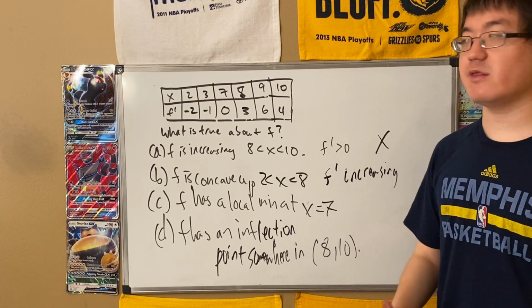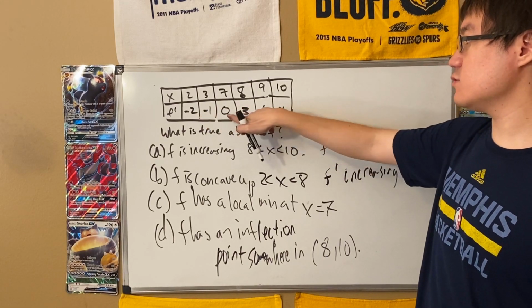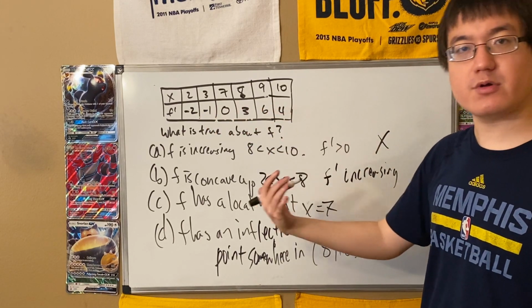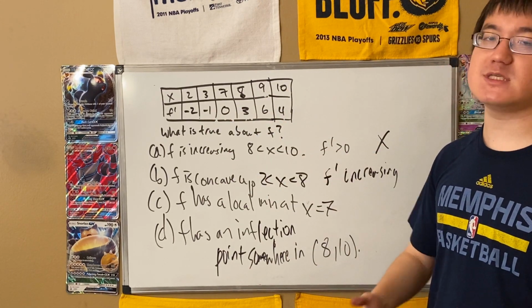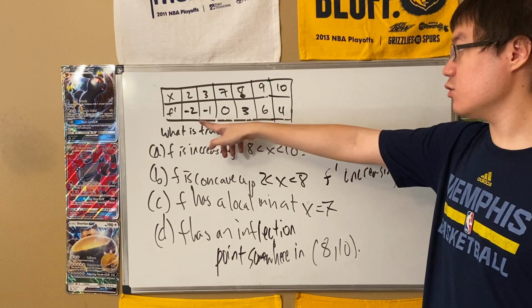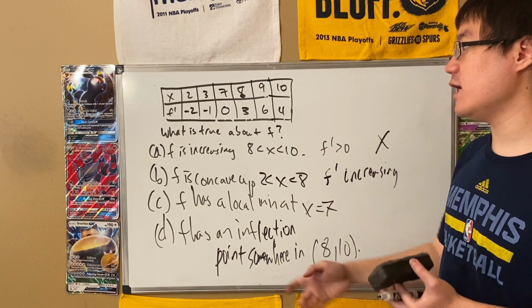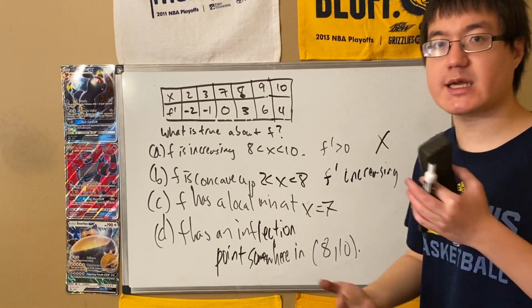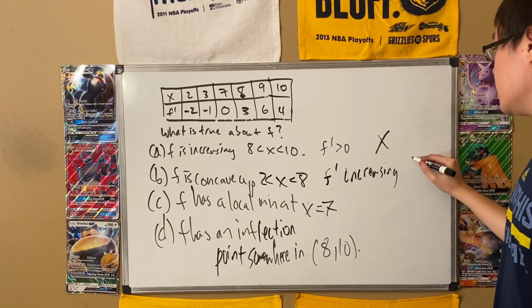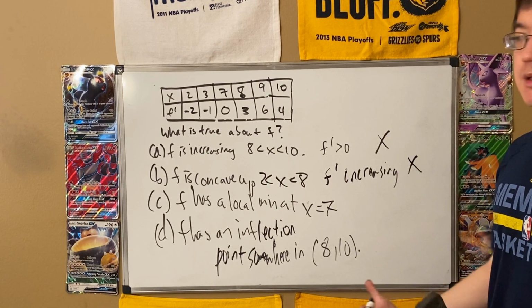Unfortunately, we don't know any of the values in between. So for example, while it might go -2, -1, 0, 3, and all those values are increasing, we don't know the value at, for example, 4. So let's say that f prime of 4 happened to be -5. Then it would be -2, -1 increasing, and then it would suddenly start decreasing at -5. So again, this one is false as well, because we don't know the values in between.